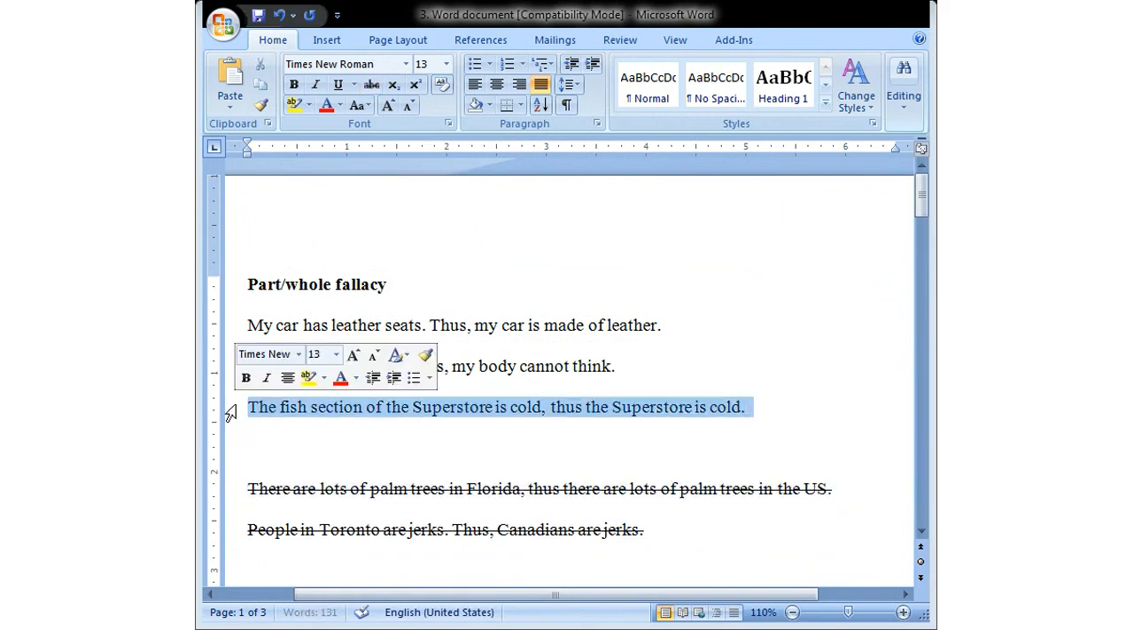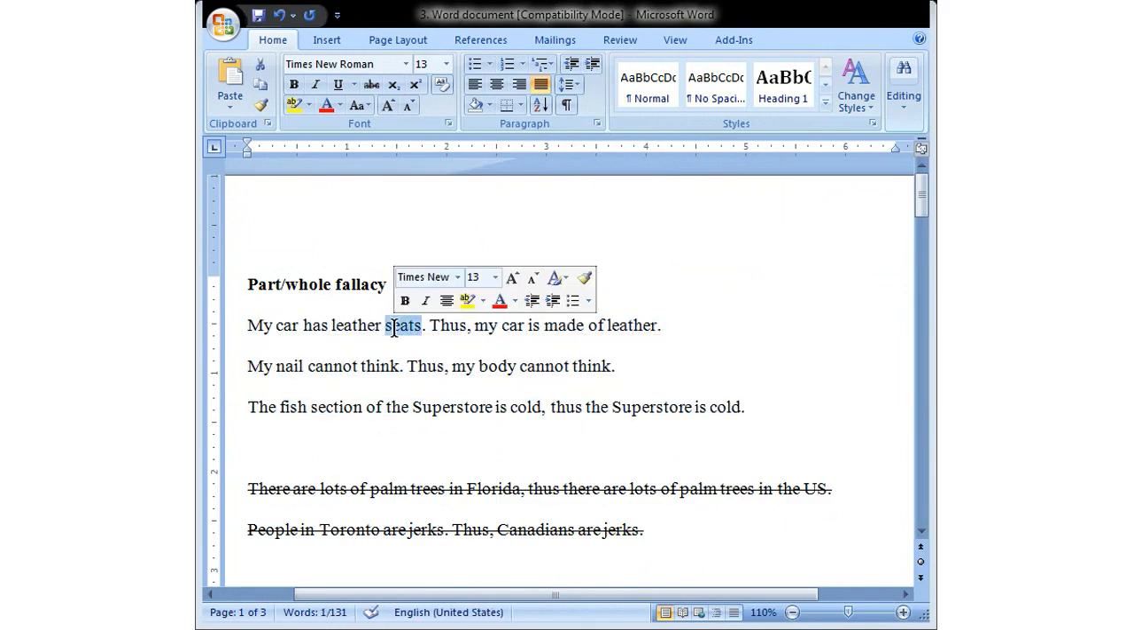Is that clear, everyone? Is that one clear? Lily and everybody else, type in clear if that's clear. Again, I'm coming up with some on the fly. So that would be good. And also, here I'm going from the part to the whole. So notice, all of these three are going from the part to the whole, right? So my car has leather seats. We're using the seats as the part, and we're inferring something about the car. That's the whole. My nail, that's a part. We talk about the whole body. That's the whole. The fish section, that's the part, and we get to the whole.